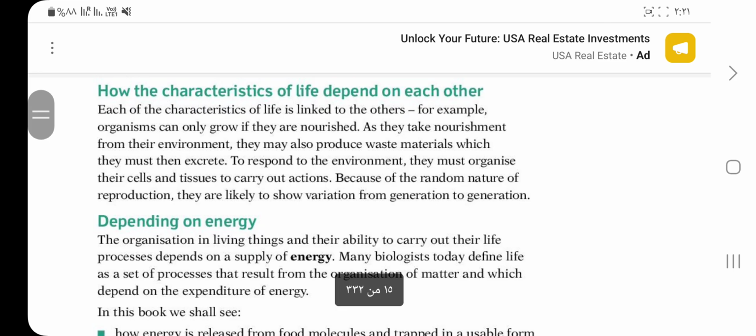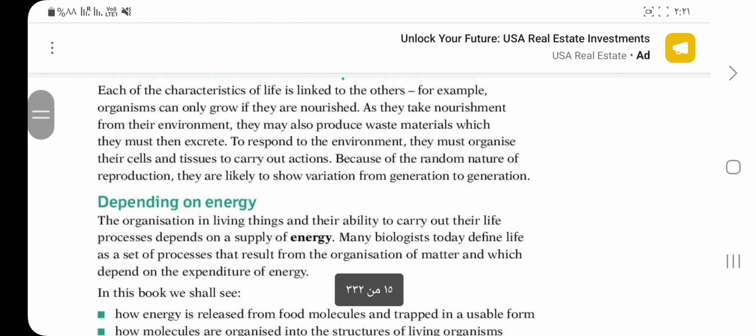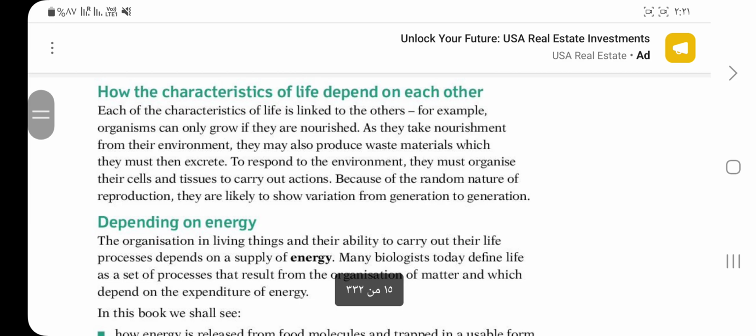Now we will look at how the characteristics of life depend on each other. Each of the characteristics of life is linked to the others. Can this be true or false? If the characteristics of life were not linked to each other and did not depend on each other, it would be false. The characteristics of life are linked to each other. We will show it by example.